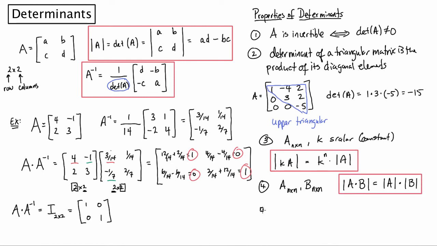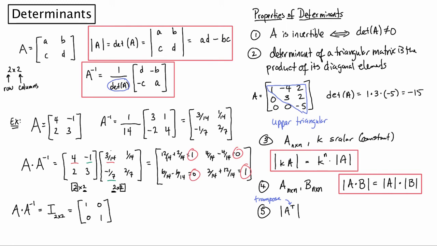All right, last property. For this property, there are actually a couple more properties here. The next one is the transpose of A. This T right here stands for the word transpose. And what transpose means is that you switch the rows and columns.